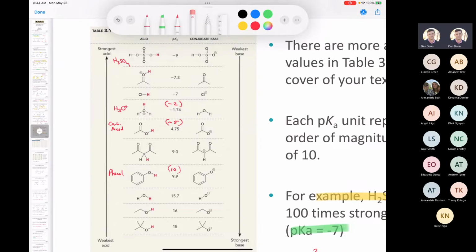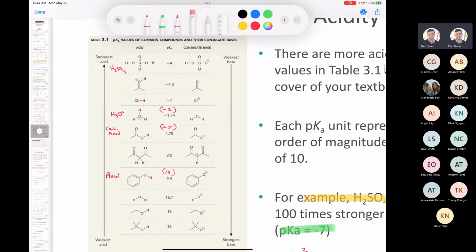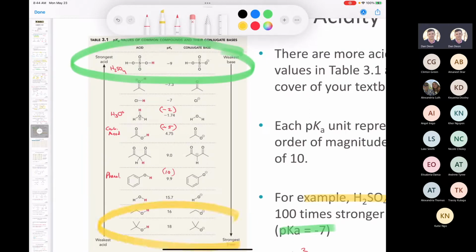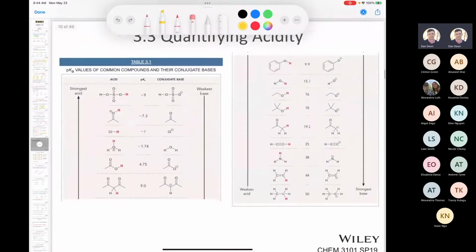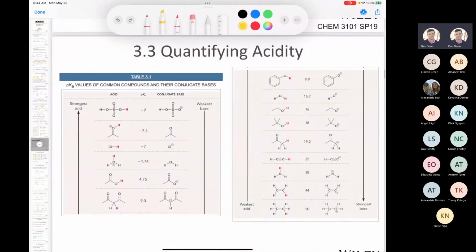But again, the take-home message from this table, table 3.1, is that a stronger acid has a weaker conjugate base, and a weaker acid has a stronger conjugate base. A more complete table that you will need to memorize is this one here. This is the table that's found in your textbook.